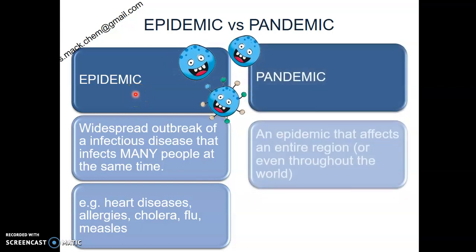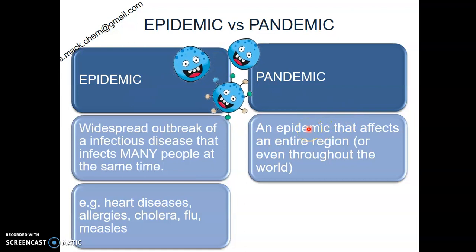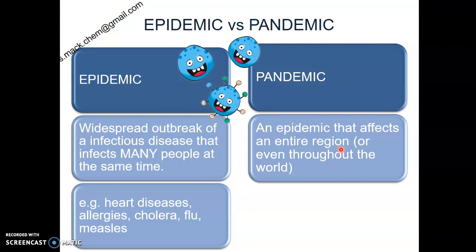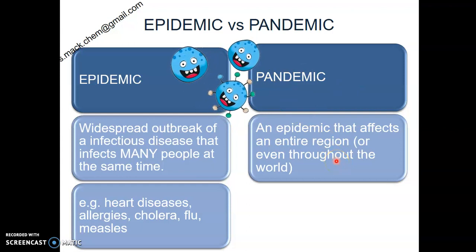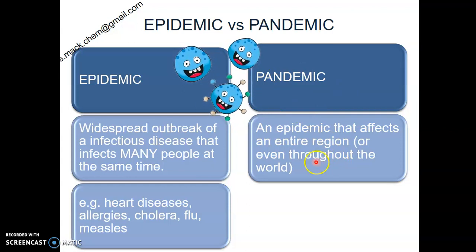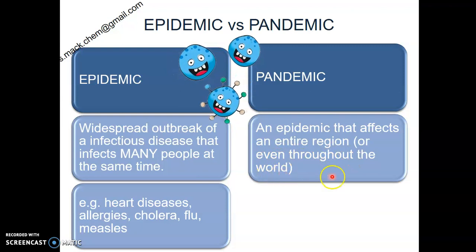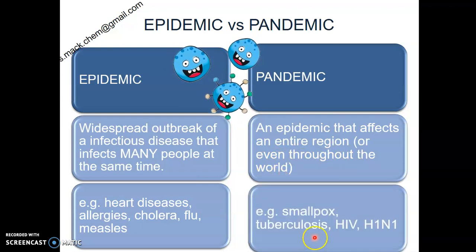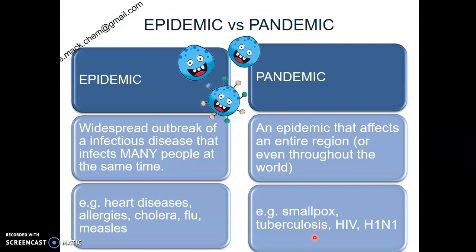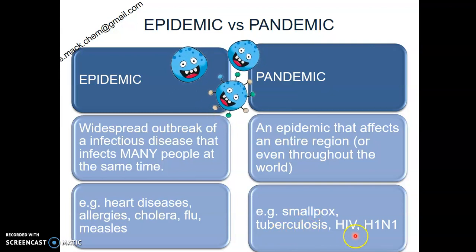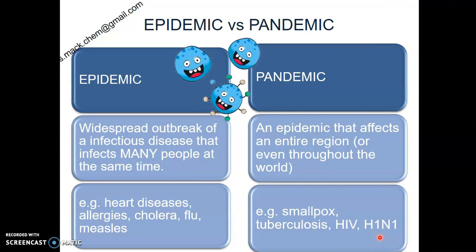And then there's a pandemic, where we say it's an epidemic that will affect an entire region in the world. Or we can also refer to a pandemic where the infectious disease may even spread throughout the entire world. So for example, if you didn't know, you can take a look on an internet search: smallpox, tuberculosis, which is also called TB, HIV, H1N1, and of course, COVID-19.